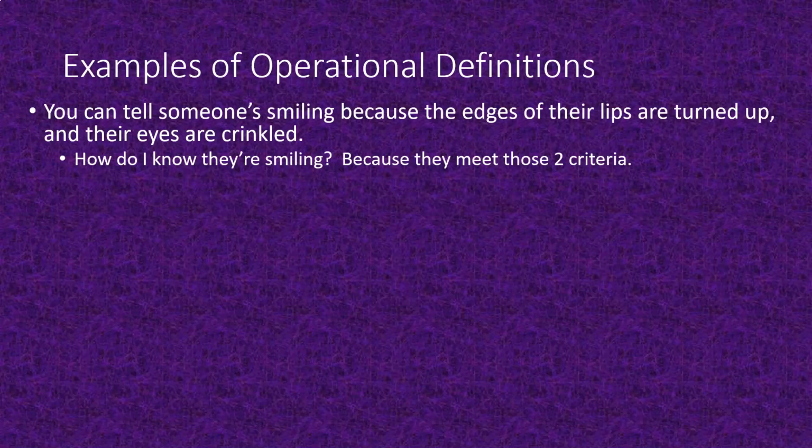So let's work, first of all, with some examples of operational definitions, right? So you can tell someone's smiling because the edges of their lips are turned up and their eyes are crinkled. How do I know that they're smiling? Because they meet those two criteria. When I'm looking at them, the edges of their lips are turned up, their eyes are crinkled, right? So the smile goes up to their eyes, basically, right?